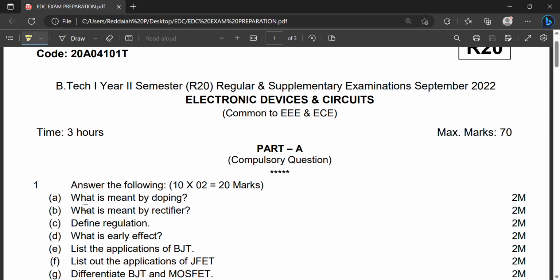The 2 marks questions are: what is meant by doping? Doping is adding impurity to any semiconducting material. And what is meant by rectifier?